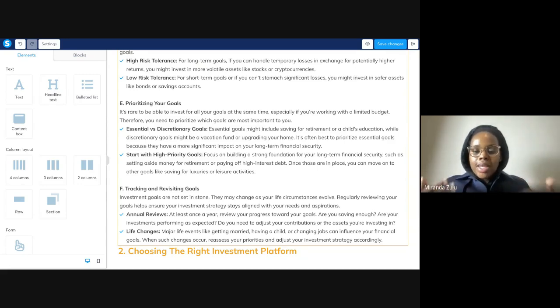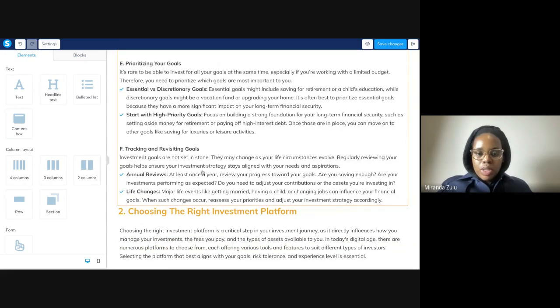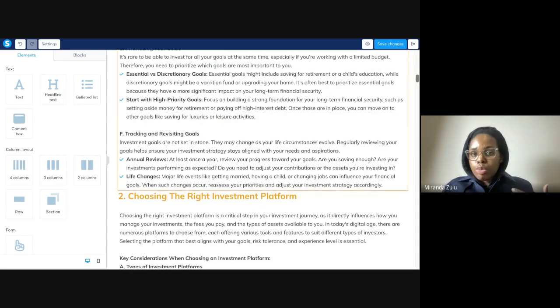And so you need to also assess where you are right now. What is the current season requiring from you? And then assess going forward. So this one is saying annual reviews: at least once a year, review your progress towards your goals, especially if you're trying to build that savings cushion. Are your investments performing as expected once you have started investing? Are you happy with what's happening with your investment? Are you happy with your retirement fund and all of that? Do you need to adjust your contributions, or do you need to adjust your portfolio settings? And we will look at how to build an investment portfolio.